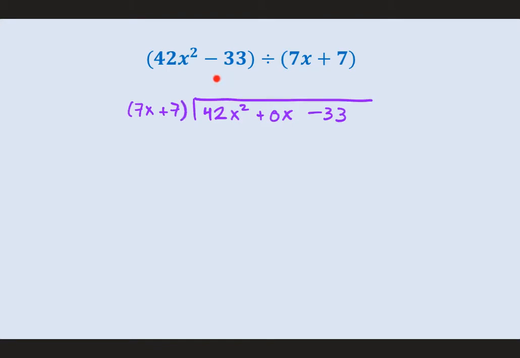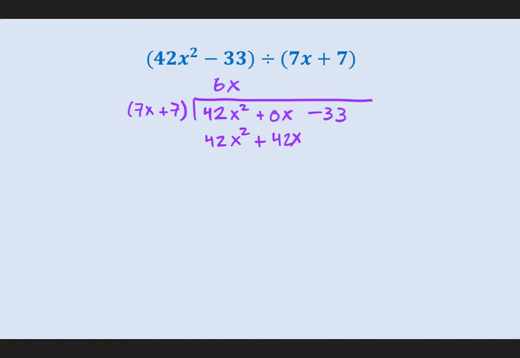We're going to ask ourselves, what times 7x is going to make 42x squared? Well, to do that, we're going to need a 6x. 6 times 7 will make that 42. X times x will make that x squared. And then we also have to make the 6x multiplied by the 7. That's going to be just a 42x.